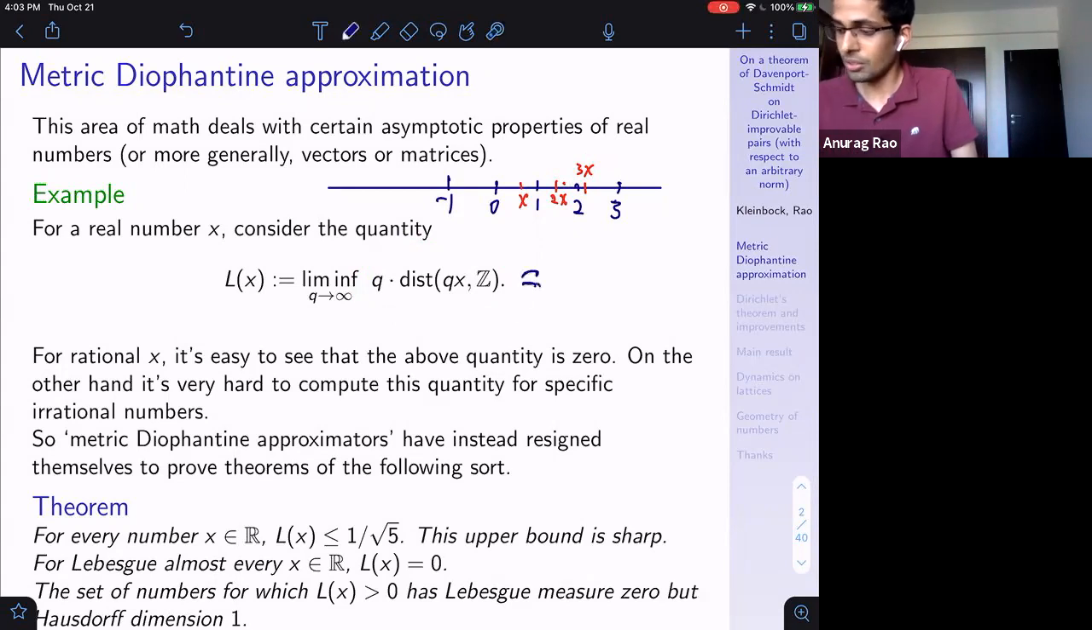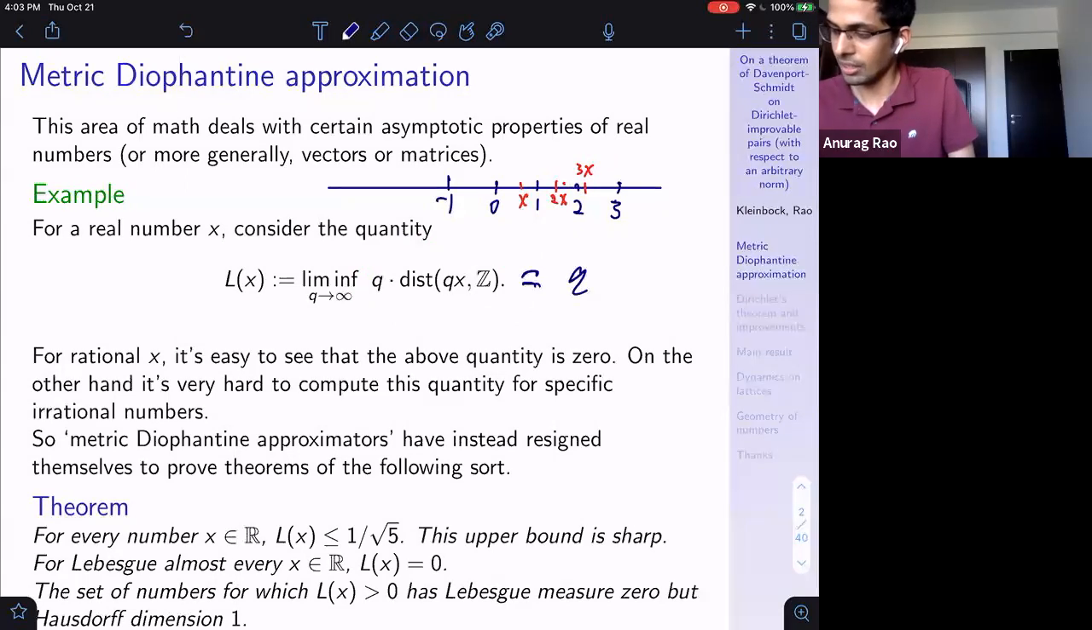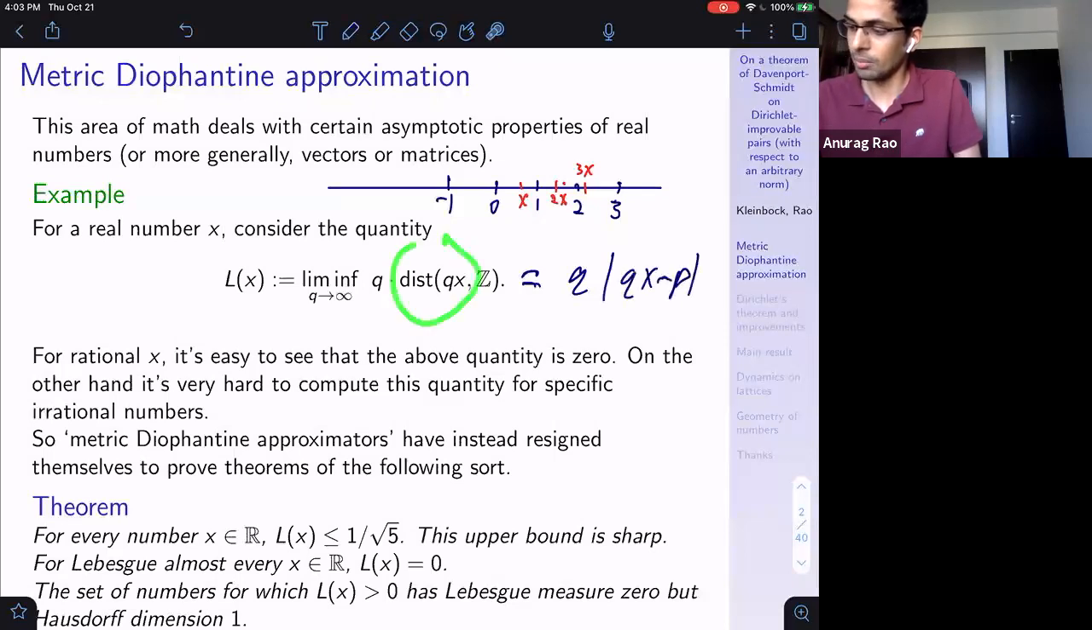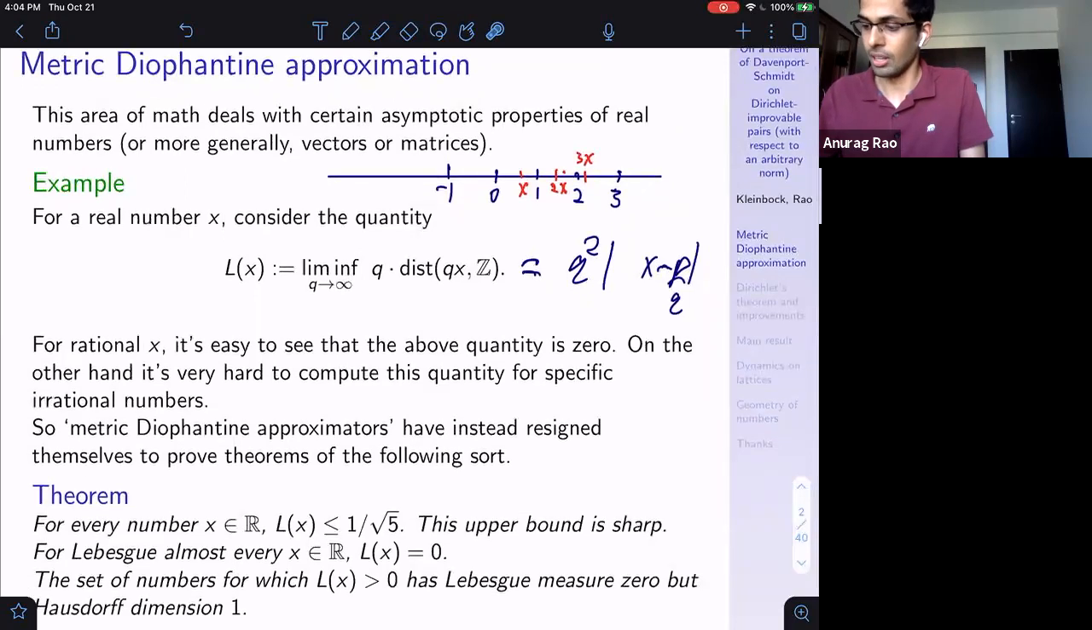Now you can see that this is related to how x is approximated by rational numbers by rewriting this thing in here as q times |qx minus p|. So this distance is attained by some integer p, and then maybe you can even pull out the q and get |x minus p over q|. So we're considering some kind of approximation of x by rationals, and we're comparing the error of x minus this rational with the denominator of the rational. So roughly that's something that you can do in Diophantine approximation.